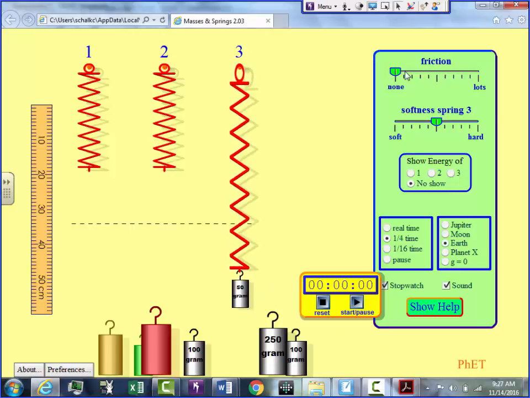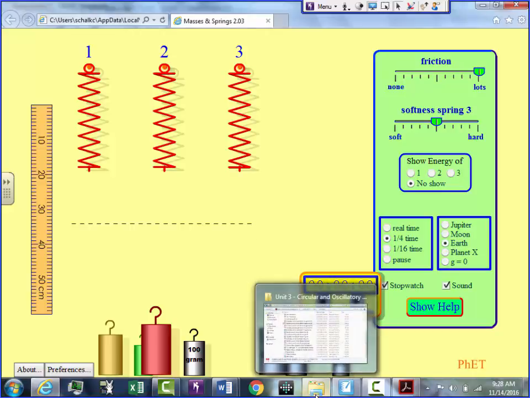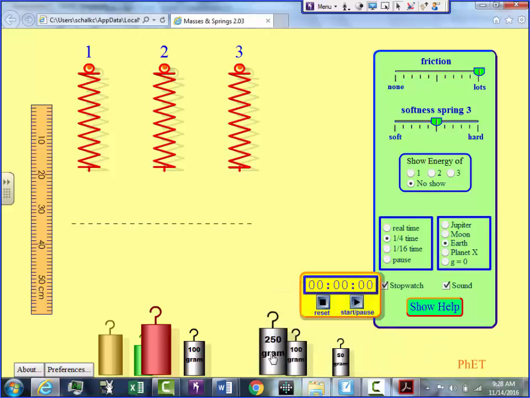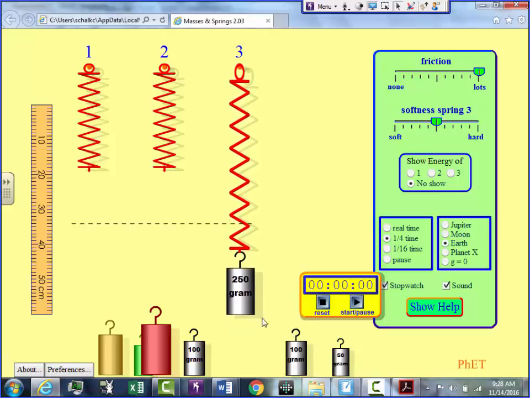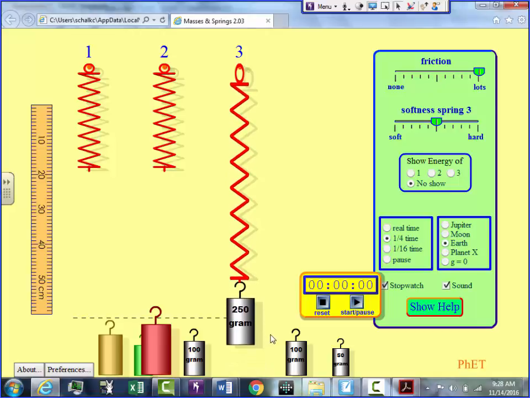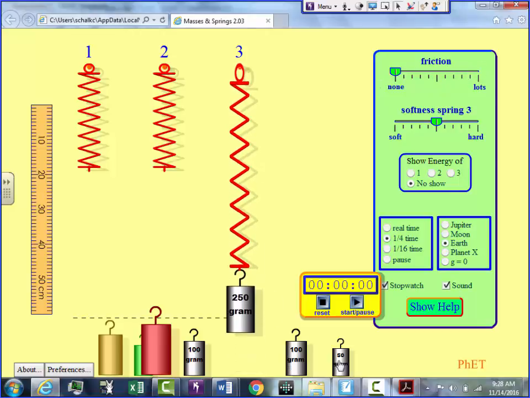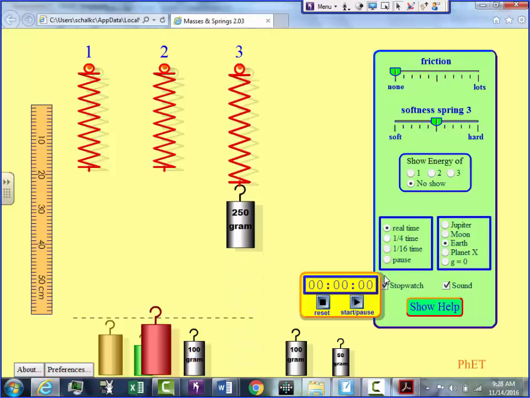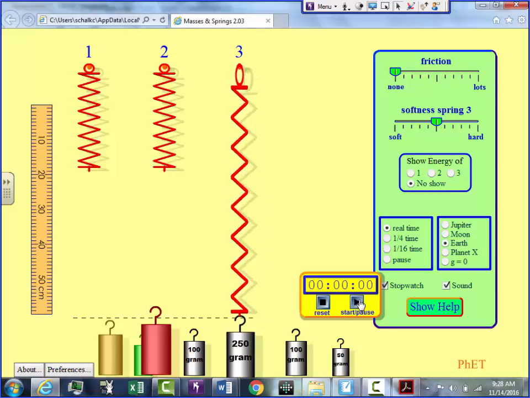And let's do it one more time now for the heaviest mass. All right. I guess I should turn the picture back up. Okay, let's put it back on real time to start. No, I can do this on real time. Okay. And go.